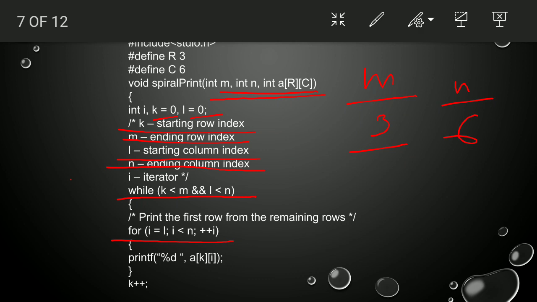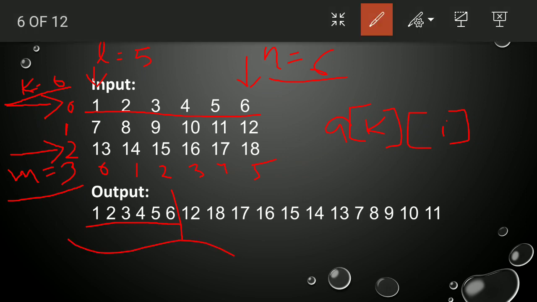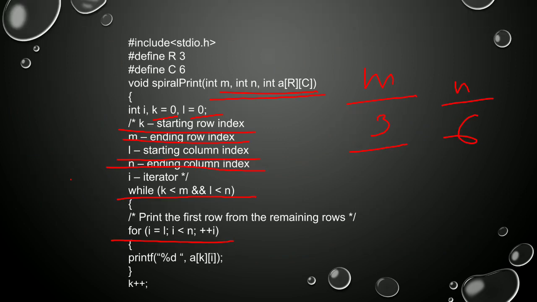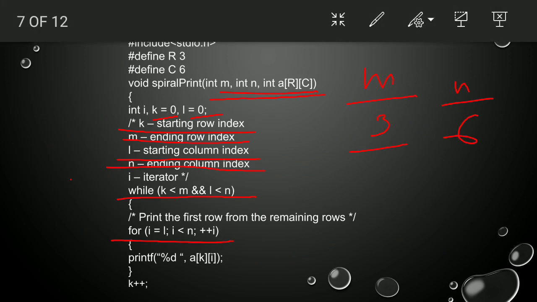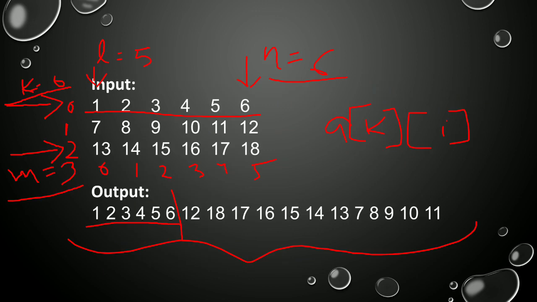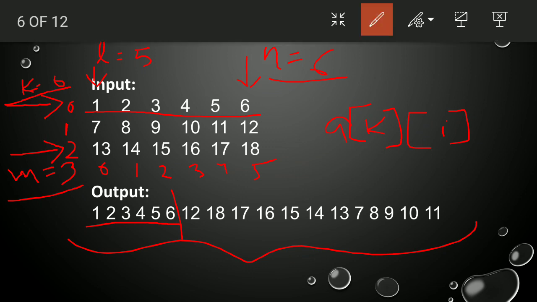The first outer loop we are taking is for printing the whole row in this format. For the first one we have taken i equal to L, i less than n, i plus plus, and we are printing A of k of i. Same, we are printing it here also, A of k of i. So we have printed up to here. This is what has been printed for us.